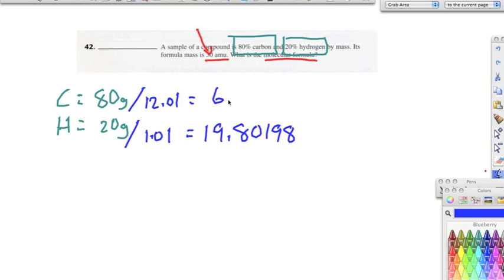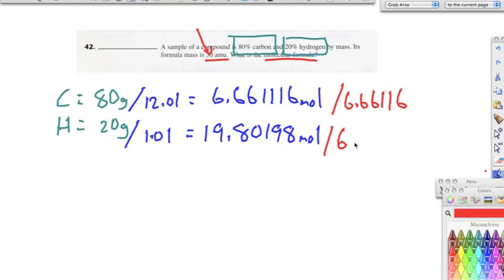And then for carbon we have 6.661116. Now that we have their molar values, we go ahead and divide by the smaller number, and obviously that is 6.66116. We divide that out. We see that dividing by itself, we automatically get 1. And then we divide 19 by that, and we see that we are going to get 3. Now, this 1 and 3 tells us our empirical formula. Our empirical formula is going to be CH3.